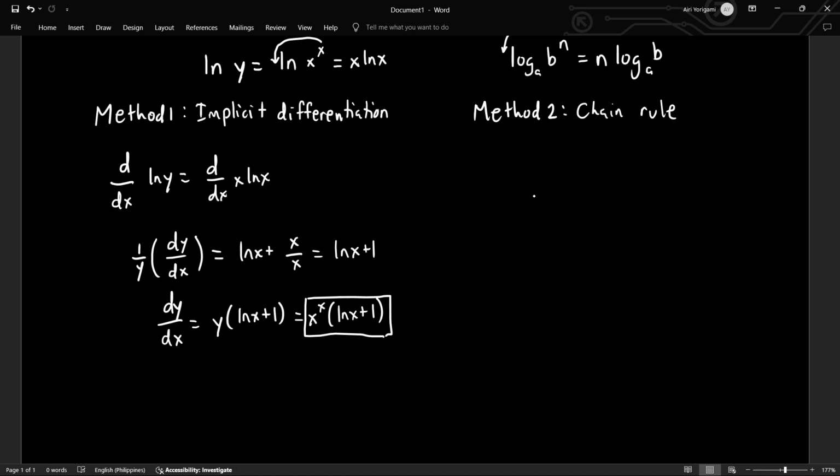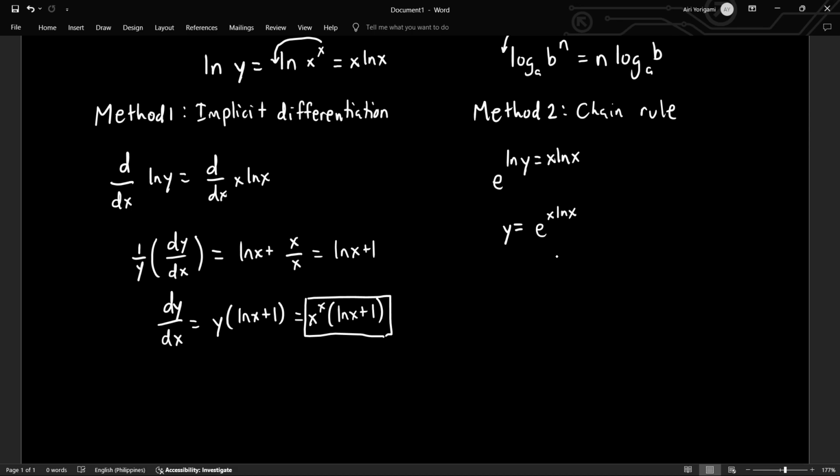For method 2, let's use a chain rule. But let's manipulate the given further. We now know that ln y is equal to x ln x. Let's raise both sides of the equation to e. So it becomes e raised to ln y, that's simply equal to y, equal to e raised to x ln x.